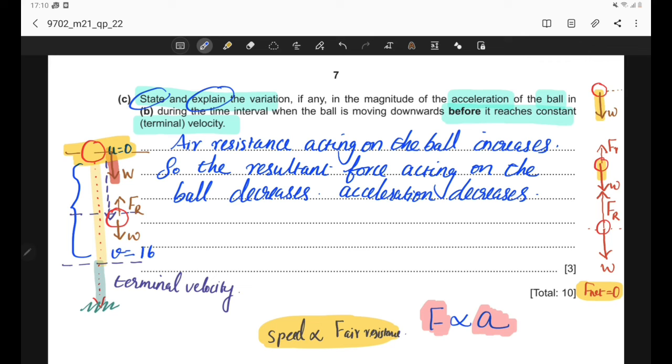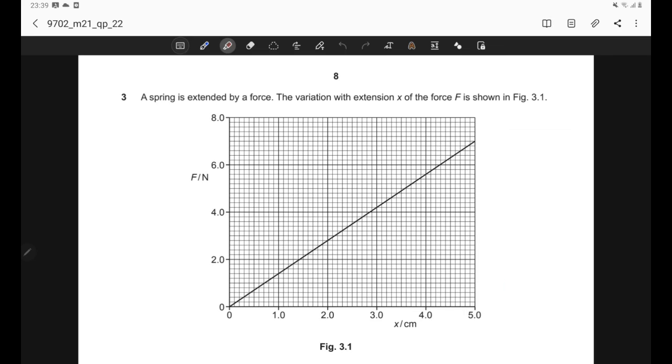So we have written 3 points. We just need to mention acceleration before it reaches the constant terminal velocity. So these 3 points are enough.